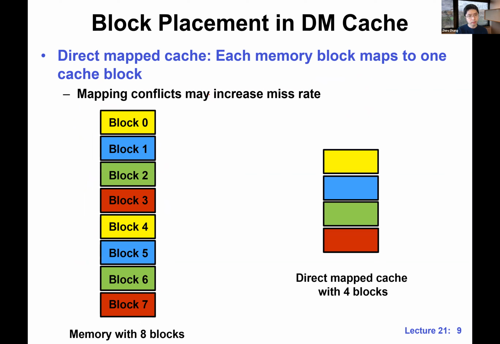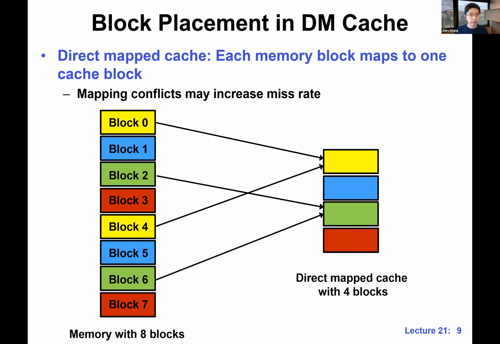In the cache settings, let's talk about the direct map cache again. This is the block placement. We have 8 blocks in the main memory and 4 blocks in the cache. If you look at the direct map cache, the memory blocks with the same color are mapped to one of the cache blocks. In this case, the blue memory blocks are mapped to the blue cache block, yellow memory blocks are mapped to the yellow cache block, etc.